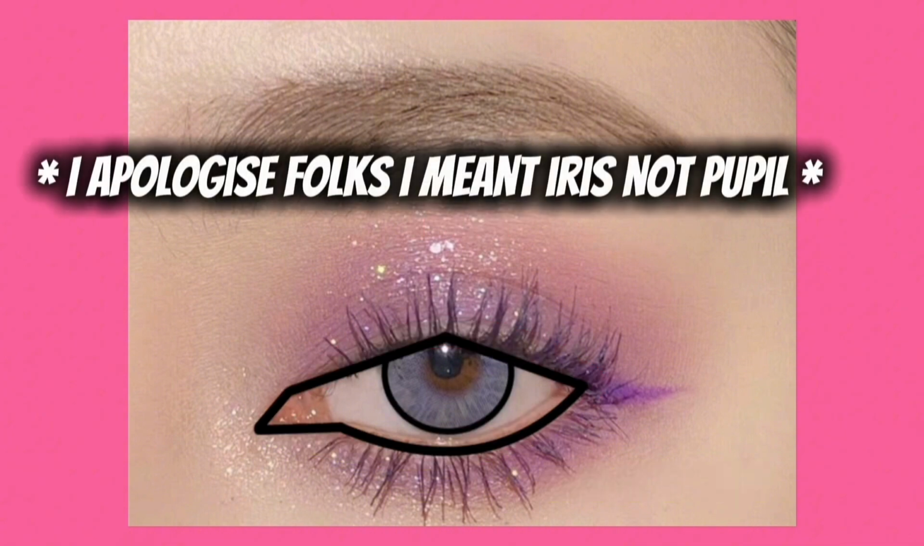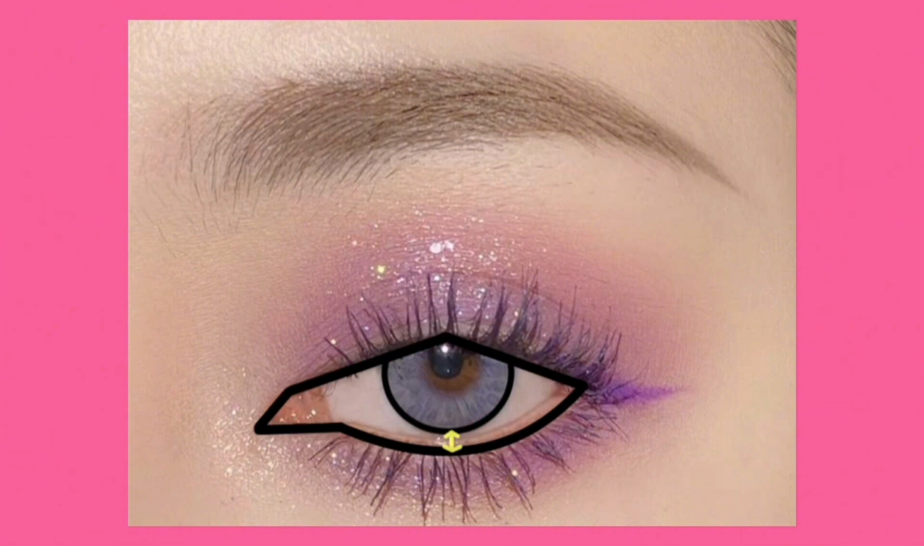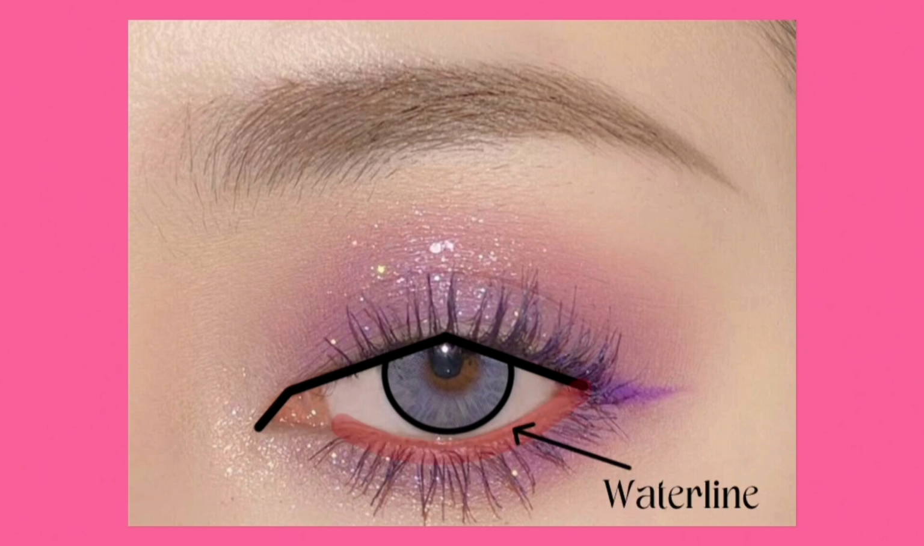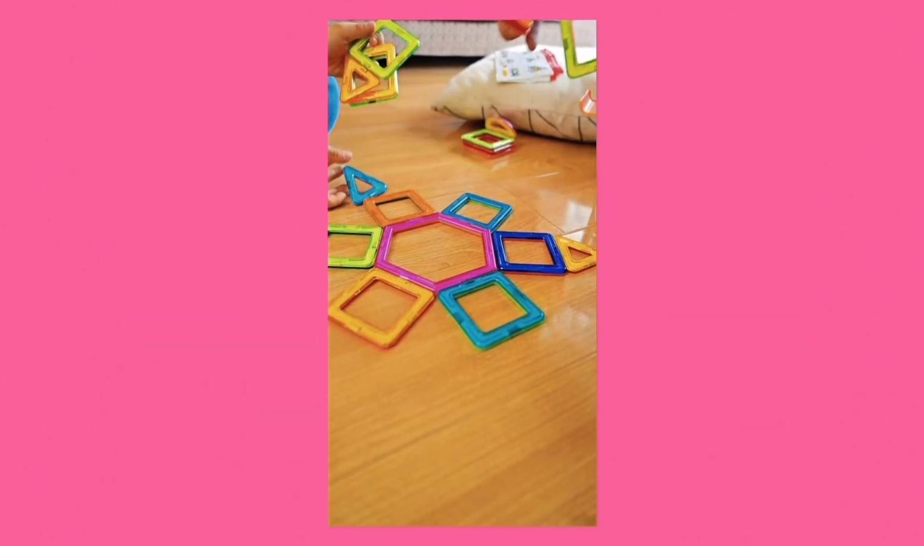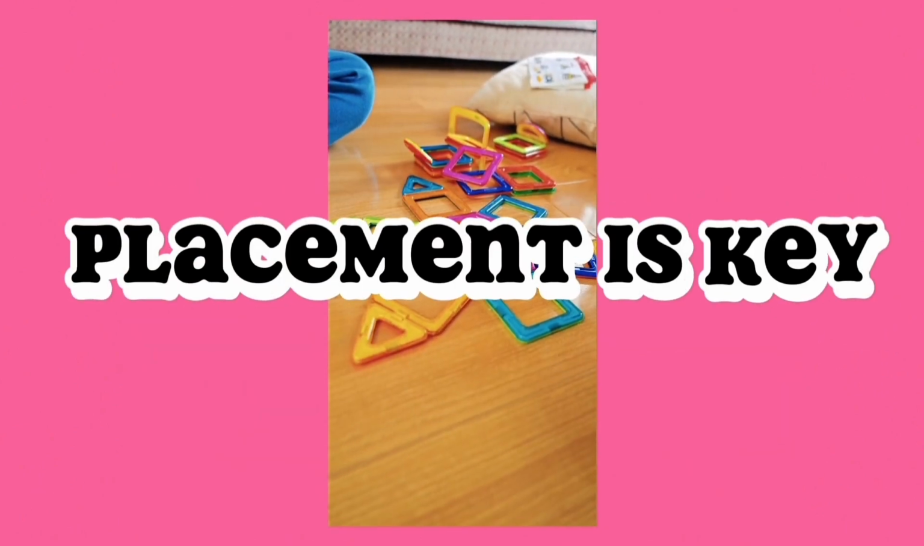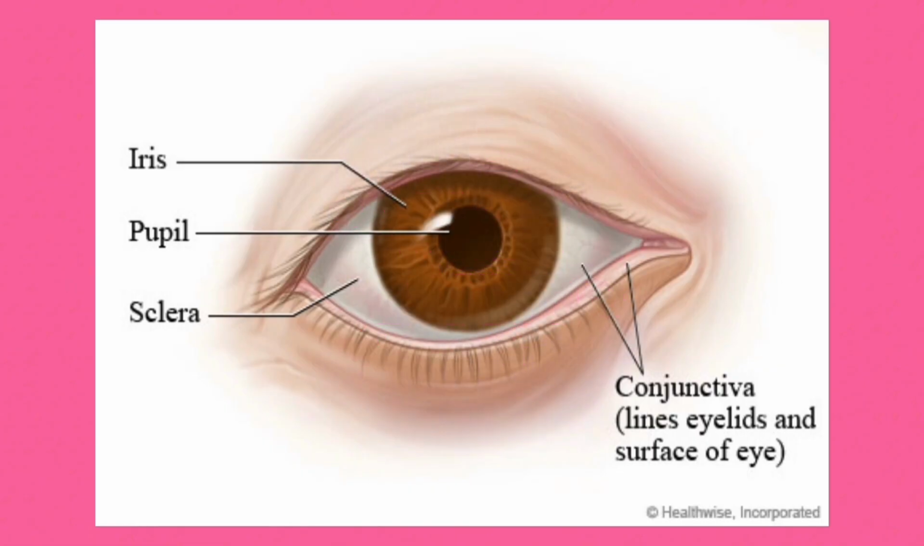Then I have the circle shape to represent the pupil, paying close attention to its distance from the waterline, aka the bottom section of the eye. This helps me to judge the placement of it more accurately. So there you go, you've just identified the structure of the eye.